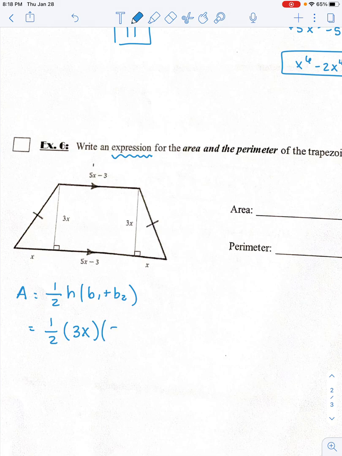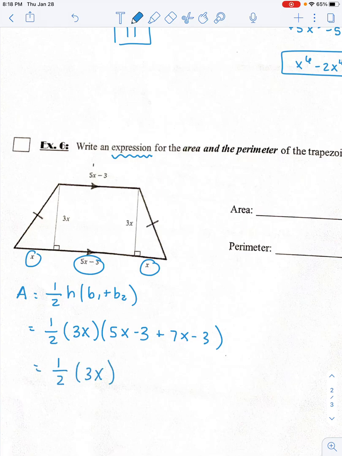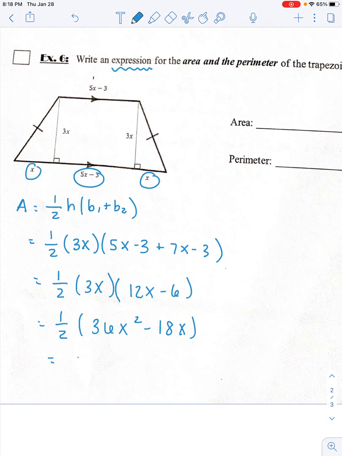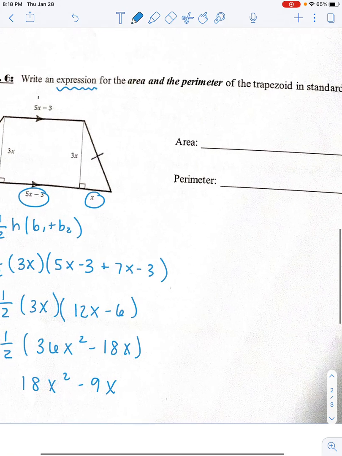So let's plug in what we know. We've got 1/2. Our height here is 3x. Base 1 is 5x minus 3, plus base 2, which is this x. The 5x minus 3 and the x, that's 7x minus 3. I'm going to combine some like terms real quick. So I've got here 12x minus 6. I'm going to distribute that 3x through, so I get 36x squared minus 18x. Distribute that 1/2 through, so I get 18x squared minus 9x, and that's my area equation.